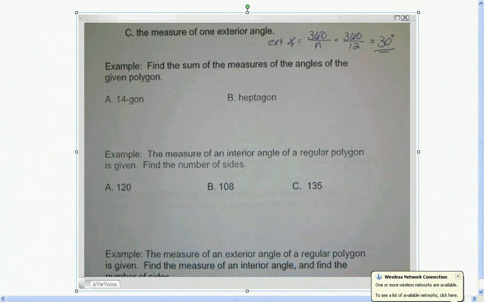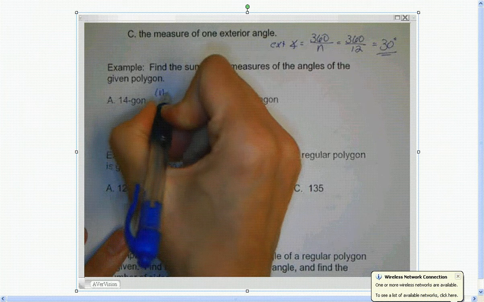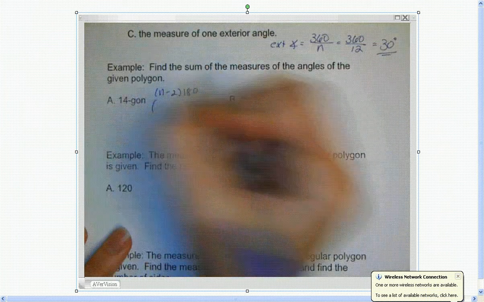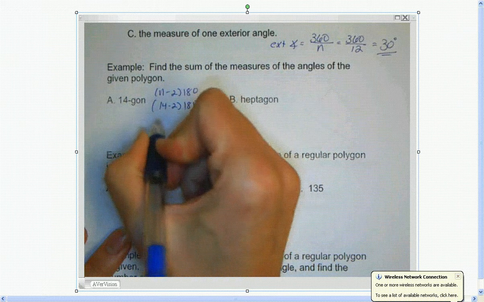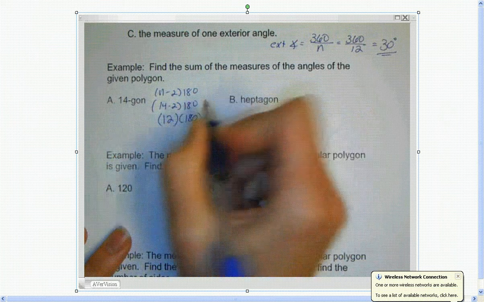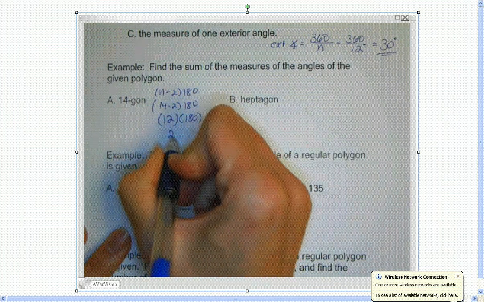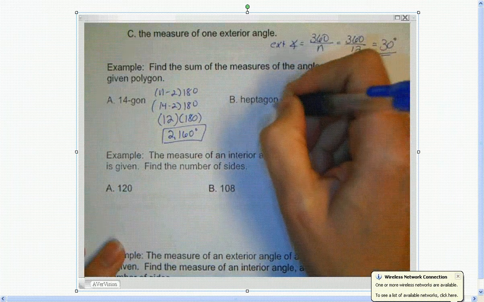It says find the sum of the measures of the angles of a given polygon. If they don't tell you what angles they're looking for, they're talking about interior angles. So we're still going to go n minus 2 times 180. So we got 14 minus 2 times 180, 12 times 180. Notice I lined everything up with this, my friends. We get 2,160 degrees. Then we have a heptagon, which remember n equals 7.